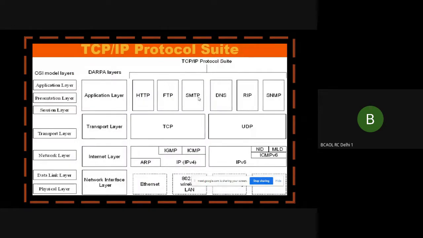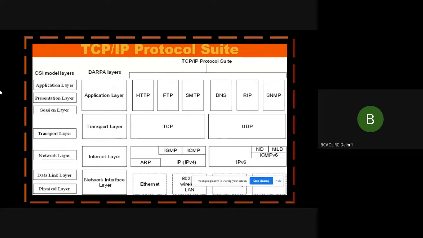So when you talk about the OSI, Open System Interconnection Model, right? OSI has different layers for transferring data from one computer to the other. This OSI model is followed, right? So there are 7 layers in the OSI.